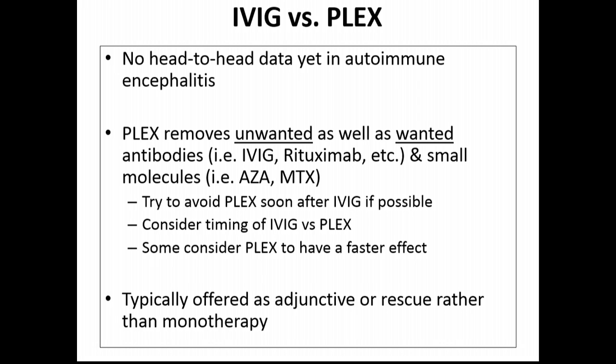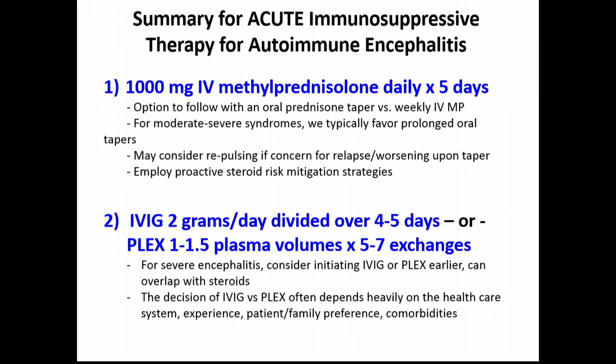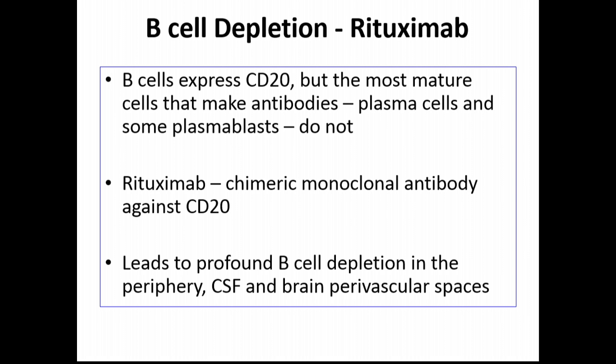There's no head-to-head data for IVIG versus Plex. Just remember that Plex removes unwanted as well as wanted antibodies, and some of our drugs are antibodies. So it doesn't make a ton of sense to do plasma exchange a week after IVIG. You're just getting rid of all the IVIG. You also have to be careful of plexing out rituximab or even certain molecules like azathioprine or methotrexate. So this is our typical approach for autoimmune encephalitis.